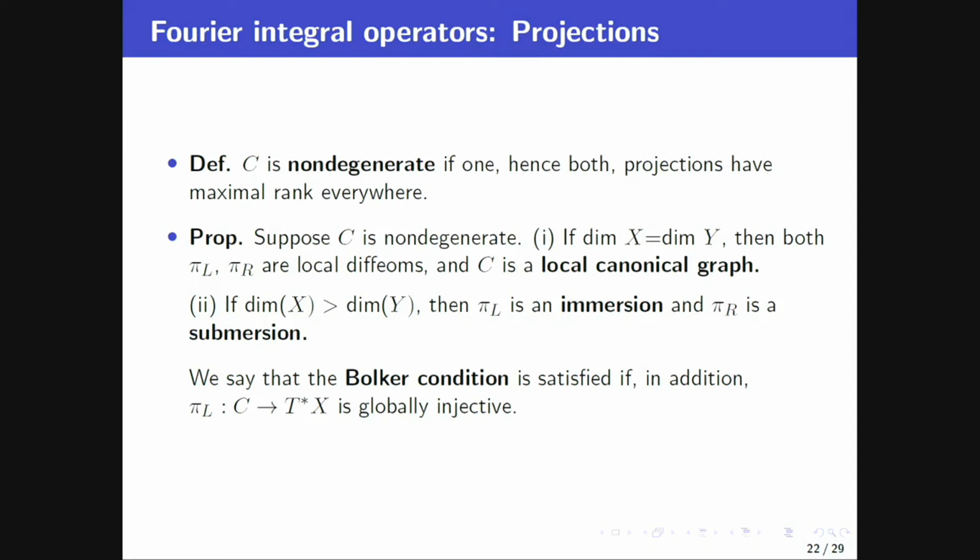So we don't need to find that phi. It's just enough to look at the projections. It's so much easier to look at the projections to the left and to the right, at their differentials, and if they don't drop rank, then we are fine. But if the dimensions are different, for example, x greater than y, then if they don't drop rank, it means that pi L is an immersion and pi R is a submersion.